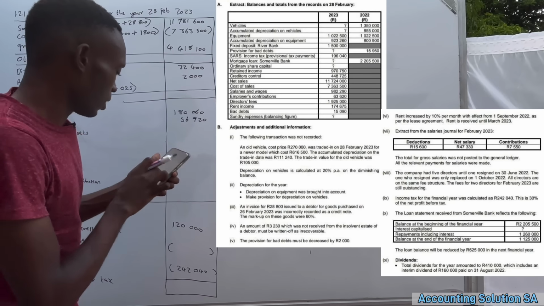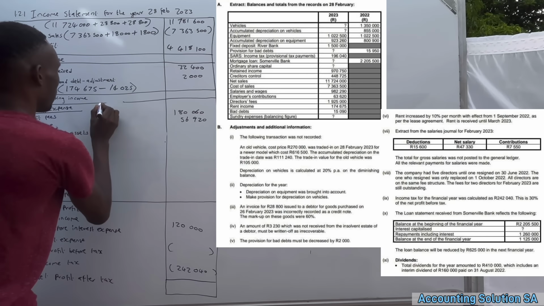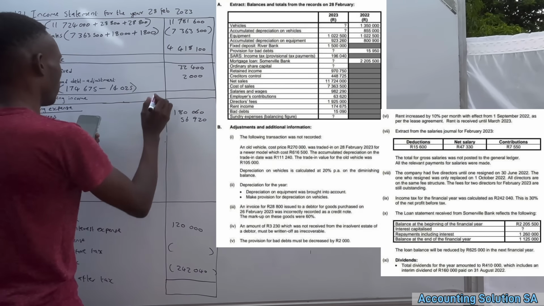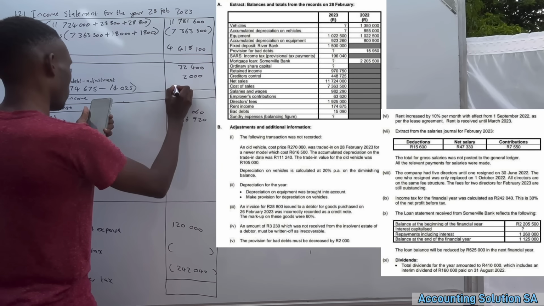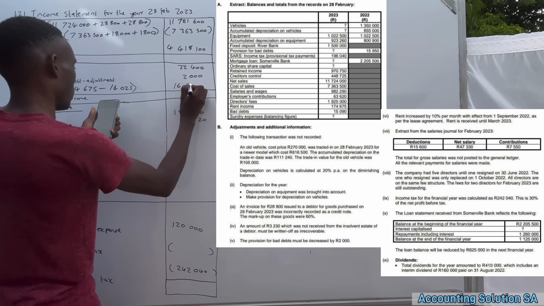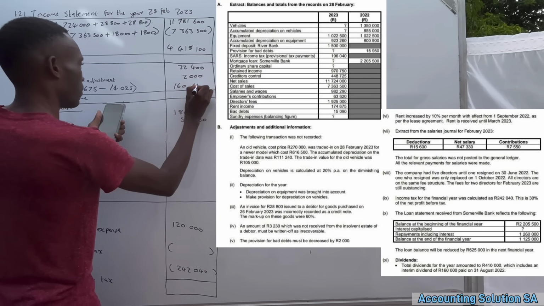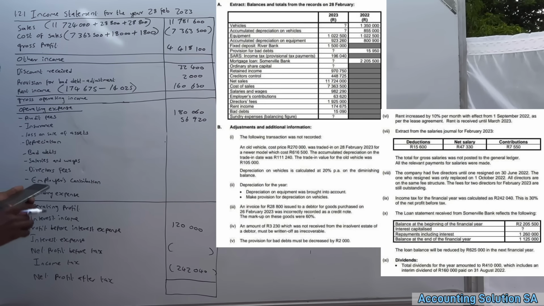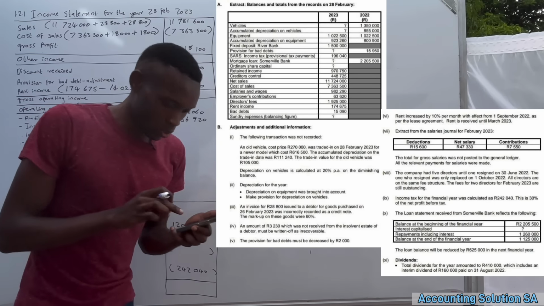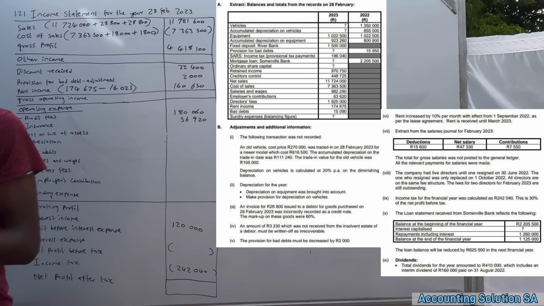Let's proceed. Let's get the total this side. It's going to give you 160 and 650, just like that. Okay, let's proceed to the next one. Okay, the next one, now we are going to expenses.